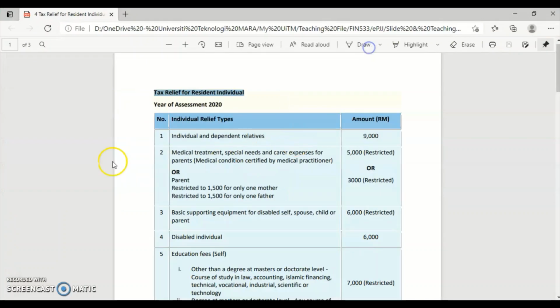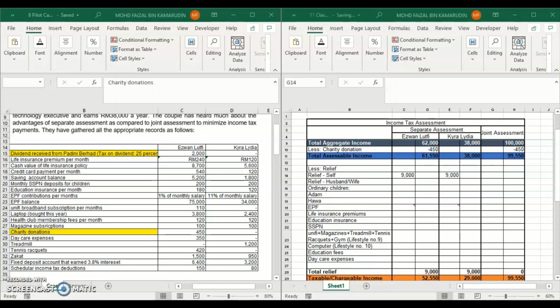Okay, when it comes to relief, there is a maximum. Say for example, for an individual independent relative, the maximum that we can get is up to 9,000. Here, when it comes to joint assessment, 9 plus 9 is not 18,000, it's still 9,000, because we have kept the maximum at 9,000.